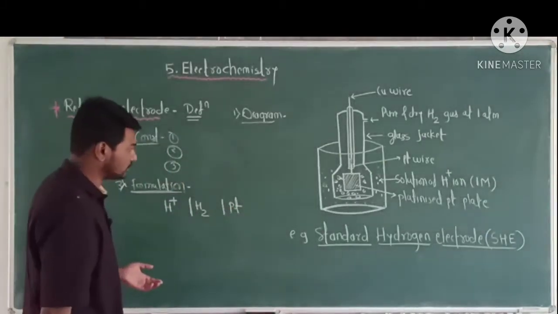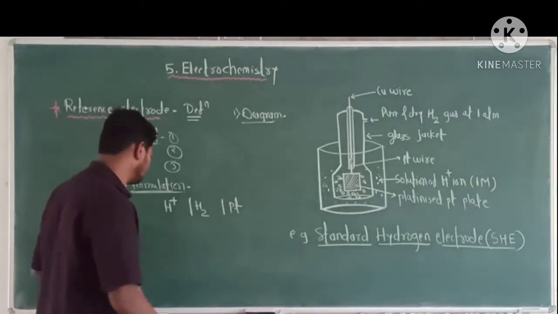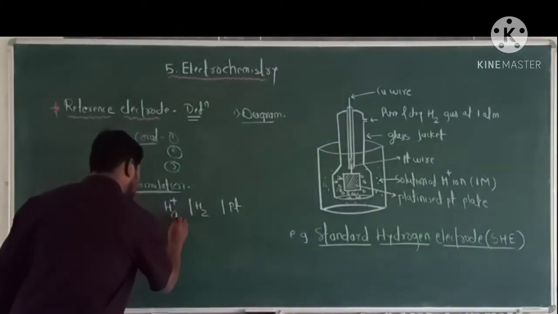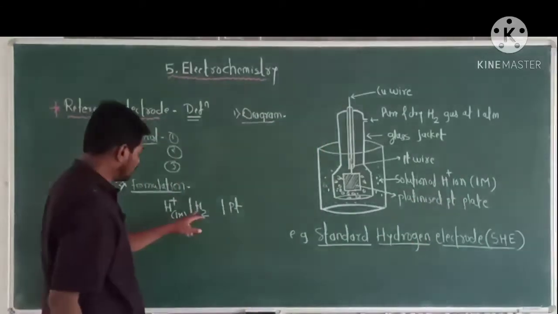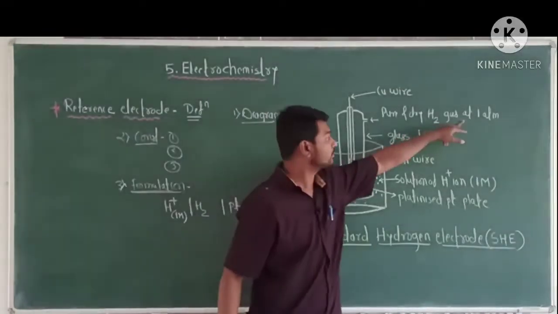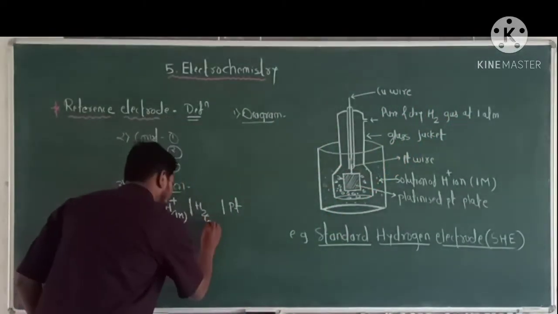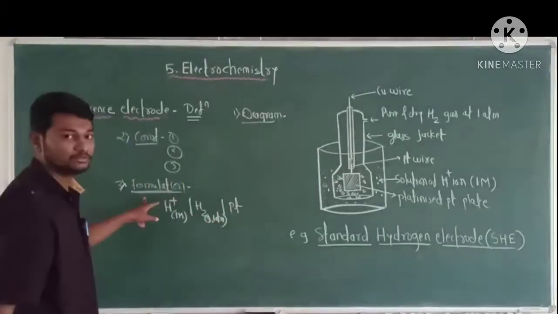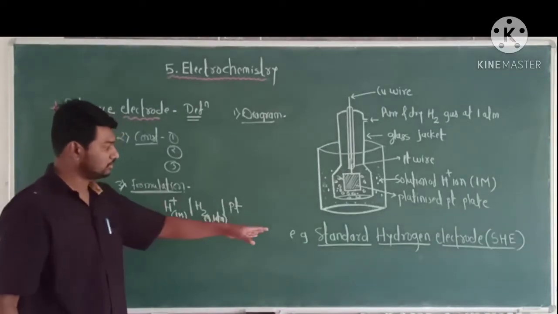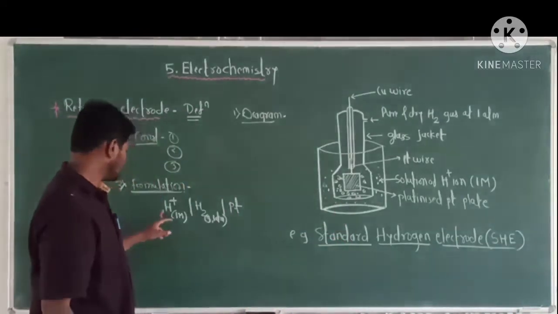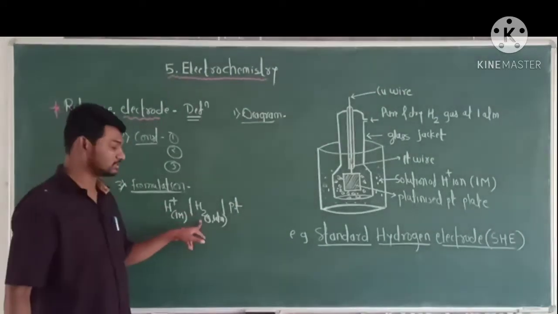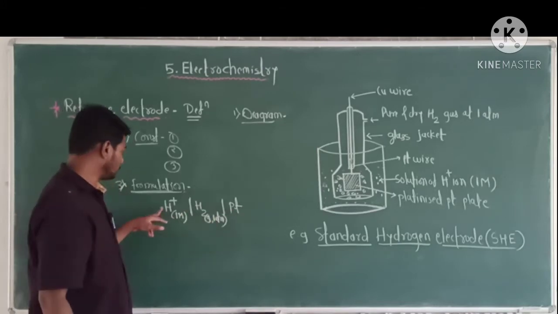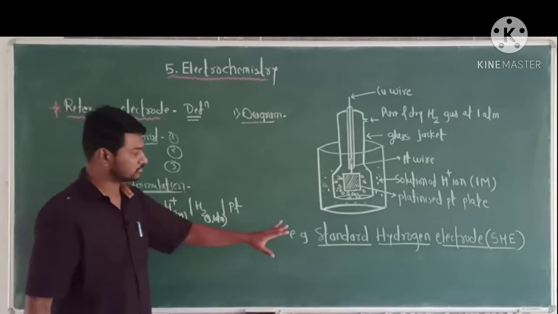The additional information like concentration, state and pressure is written in brackets. The concentration of H plus ion is 1 molar. The state of H2 is gaseous and the pressure is 1 atmosphere, written in brackets. So H plus (1 molar) | H2 (gaseous, 1 atmosphere) | Pt. This is the formulation or electrode representation of the standard hydrogen electrode.